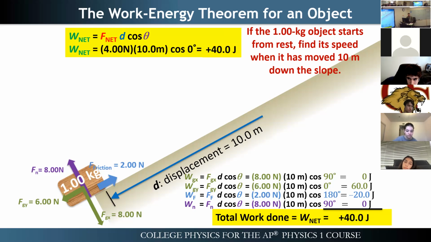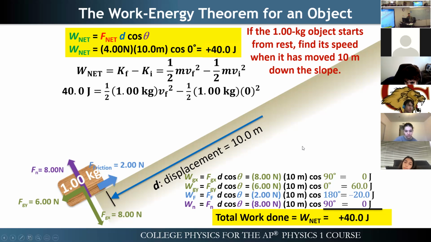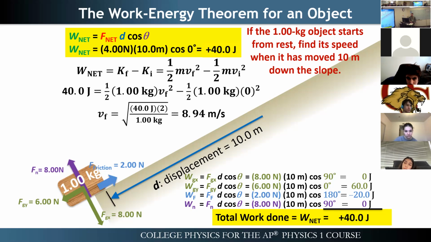Once you have the 40 joules, though, to find the velocity, we do what we've been doing. Work equals the change in kinetic energy. We know the mass. We know the initial velocity was 0 because it says from rest. And so we can solve for the final velocity. It goes from rest to having a speed of 8.94 meters per second down the slope. So there's a couple of ways showing you how you can process the value of work. Questions on that one?